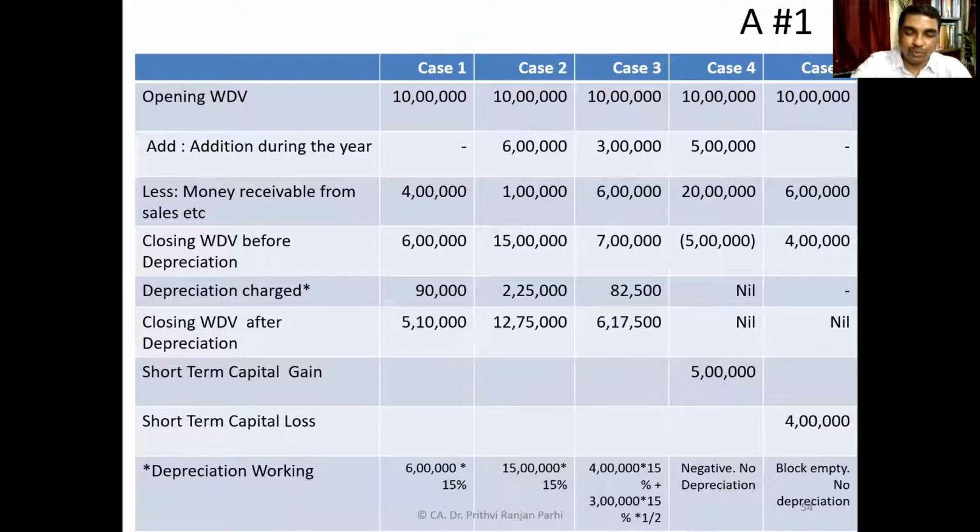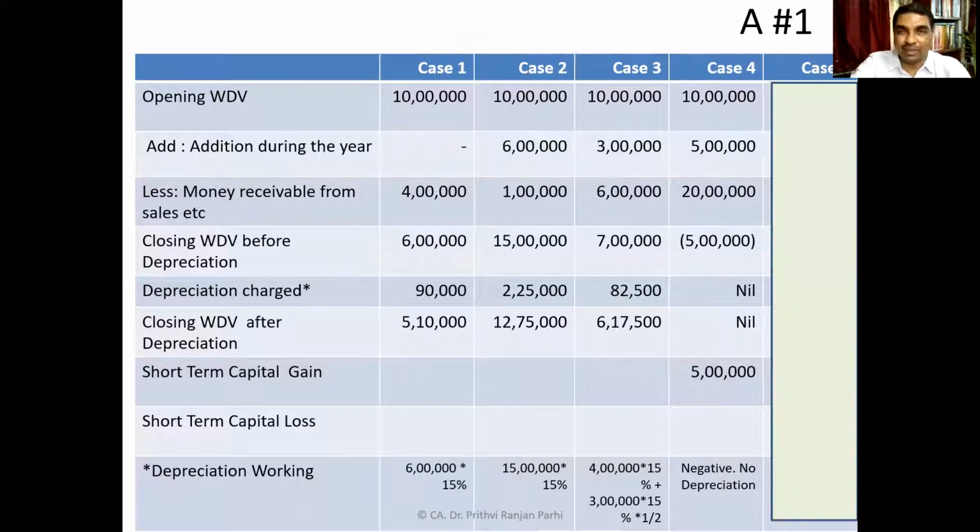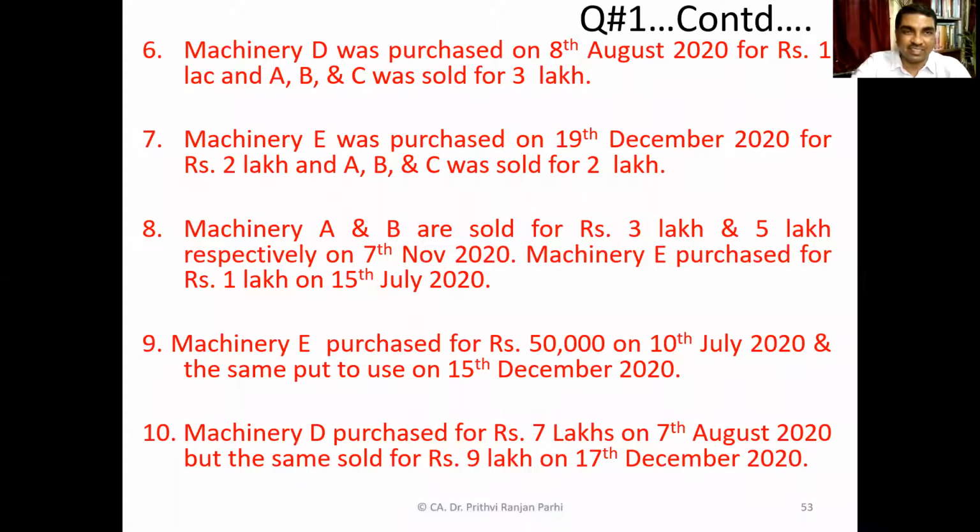Now let us move to next case, case number 6. Case number 6 talks about machine D purchased on 8th August 2020 for 1 lakh, and ABC was sold for 3 lakh rupees. That means all assets are sold and new asset was purchased. Let us see.